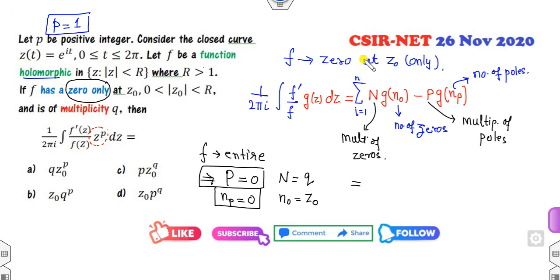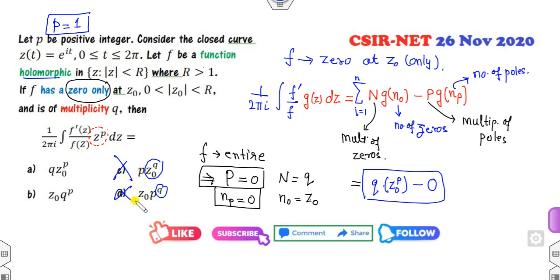So what is the right answer of this problem? N is q. G, if you compare them, G is z to the p, and z is z naught to the p, minus the number of poles, which is 0. So the right answer is this one. So q into z0 raised to power p, but it's z0 to the power p, but it's cancelled. The right answer is A, it is correct. This is the most generalized format. That's the generalized argument principle.